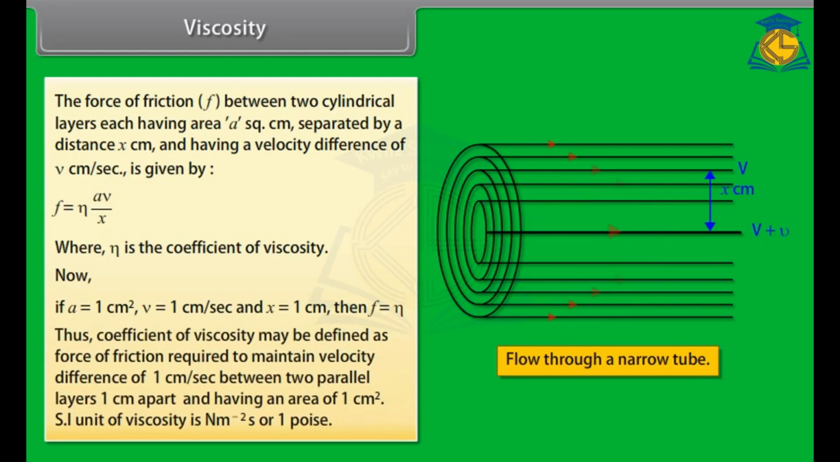Thus, coefficient of viscosity may be defined as the force of friction required to maintain a velocity difference of 1 centimeter per second between two parallel layers 1 centimeter apart and having an area of 1 centimeter square. SI unit of viscosity is Newton second per meter square, or 1 poise.